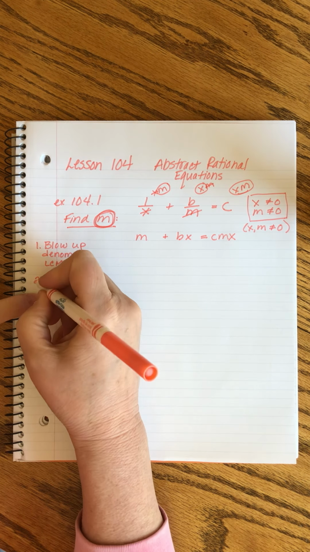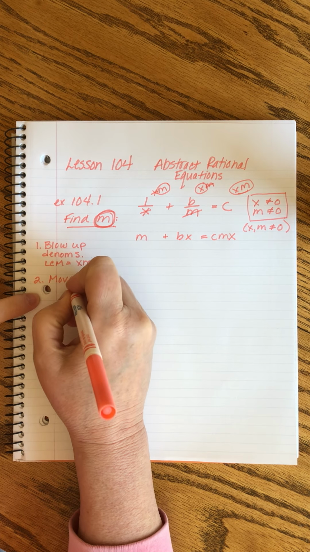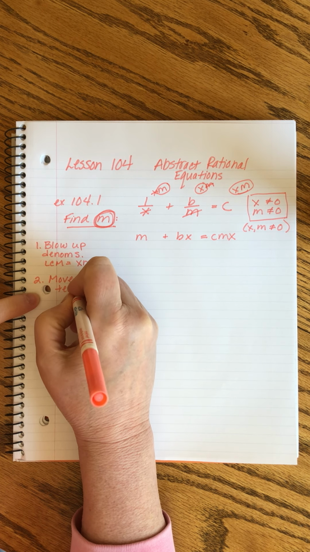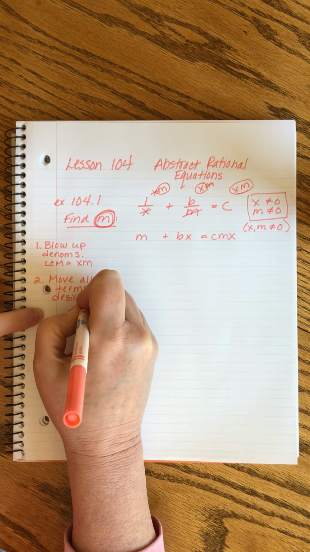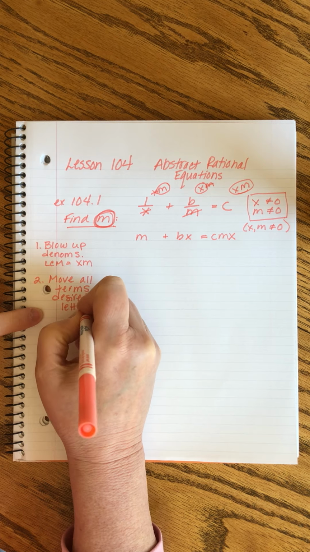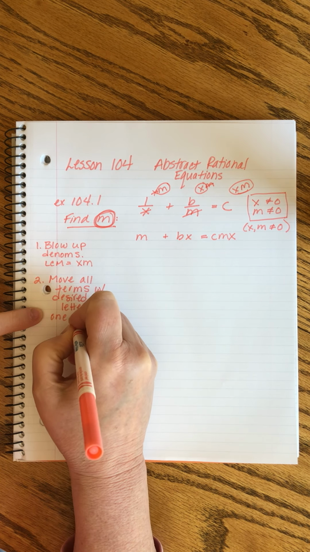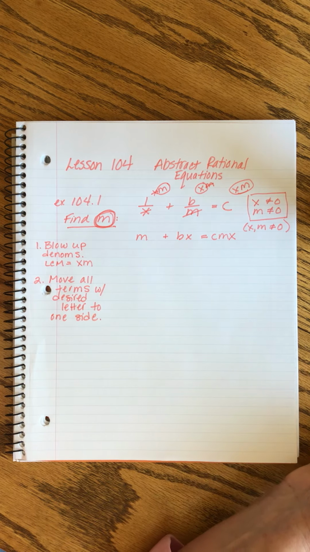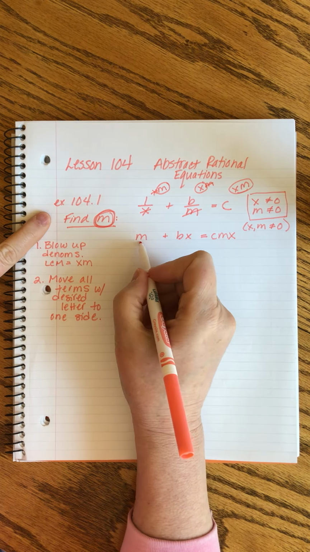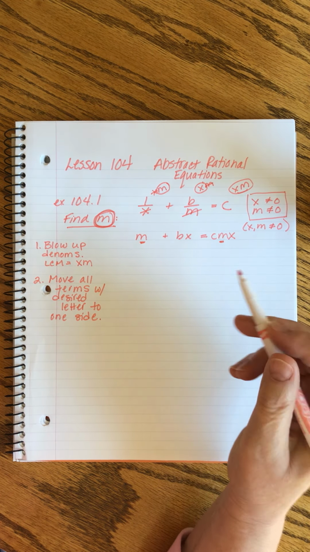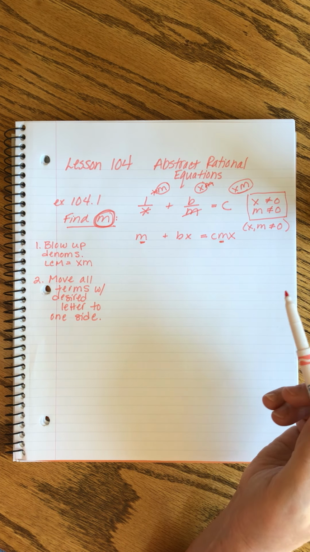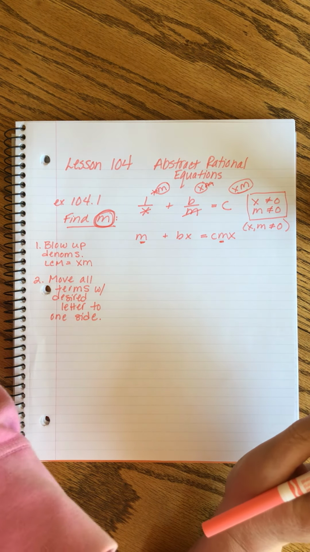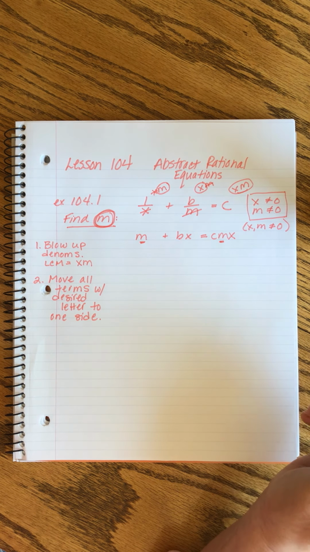2, the next step is move all terms with desired letter to one side. Okay, what the heck does that mean? I hate how words cannot describe math. Well, they can, but it takes too many. We're supposed to be finding m. Here's an m, and here's an m. We want to move them to one side of the equation. It doesn't matter if we go left or right, but we want to get all of the terms that have that cute letter that we're after, we want to get them to one side.